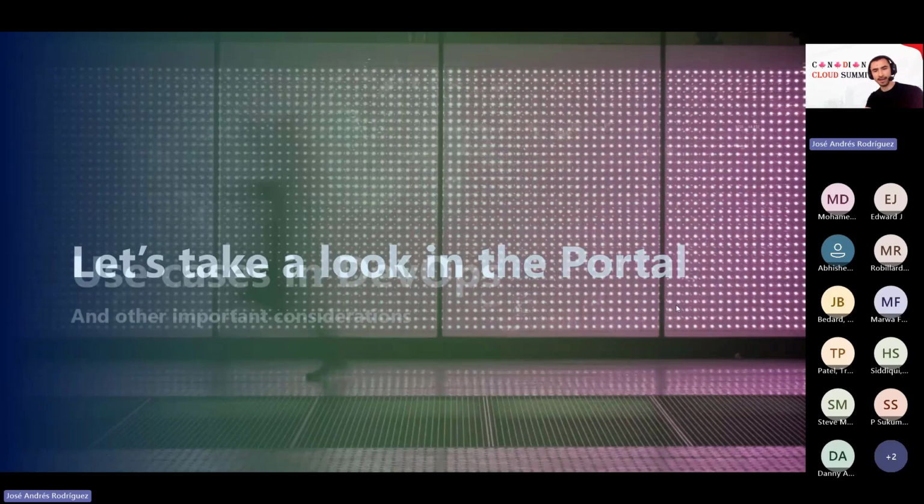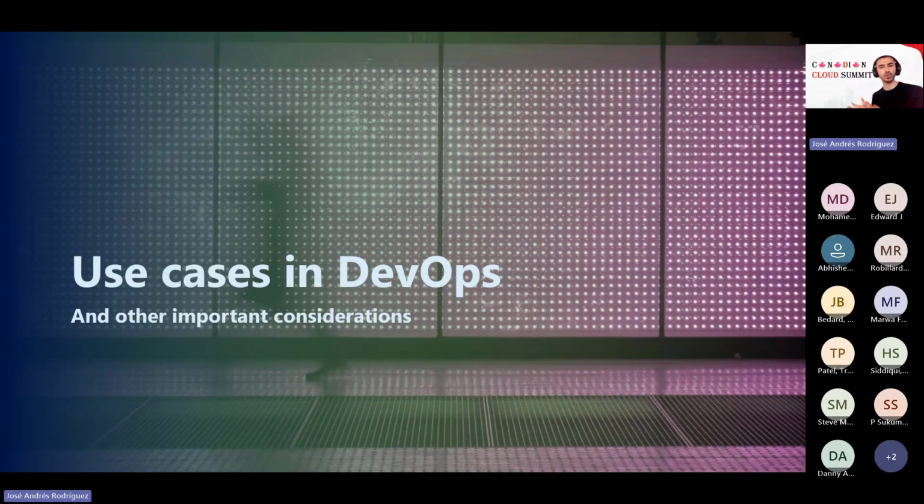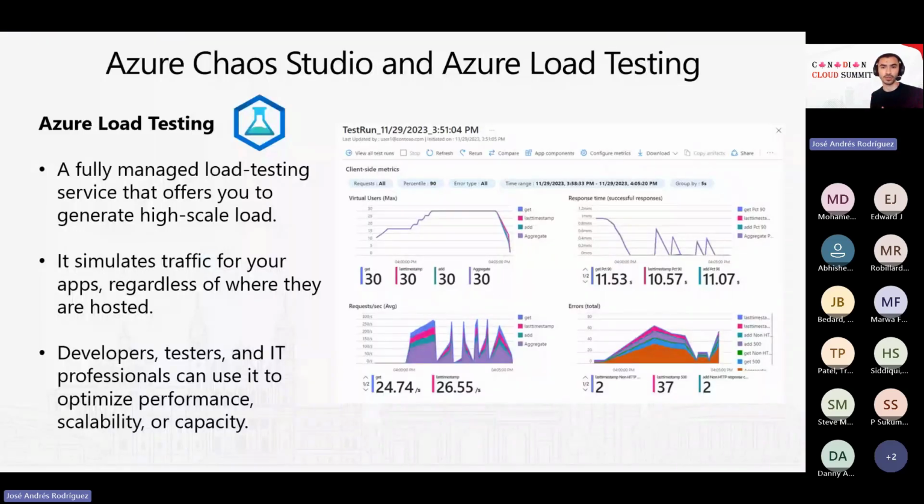In addition to that, there are very neat use cases for this resource in DevOps. I'm just going to highlight a few that I think are very important, something that you could take into consideration with clients. The first is that you can leverage Azure Chaos Studio and Azure Load Testing together. Let's say that you have a web API and you want to simulate how many requests are coming in for a particular set of endpoints. You can use Azure Load Testing to simulate that kind of stress, that kind of traffic in your applications.